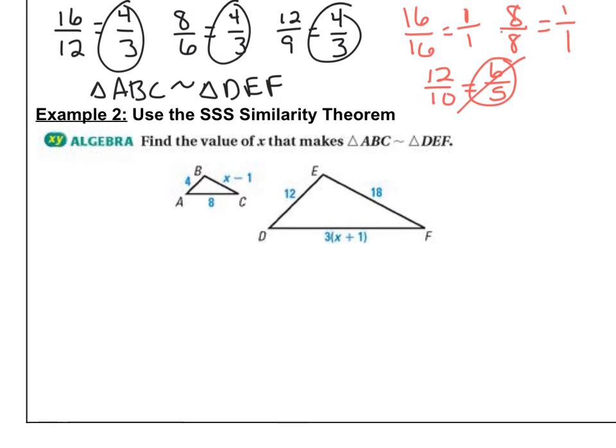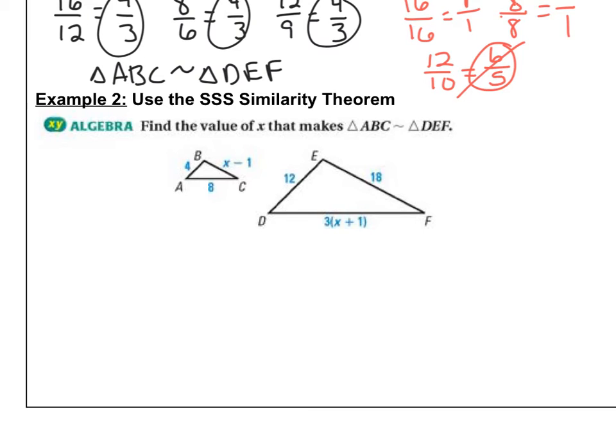Okay, now we're going to use the SSS similarity theorem to find the value of x. If you notice down here, we have two sets of x's. We have an x here and we have an x here. You can solve for one of them. I can tell you that it's going to be easier to solve for this one first than it is for this one. Okay? All right, but what we're going to do is set up a proportion, just like we did before. Again, you can use the picture, you can use the statement.